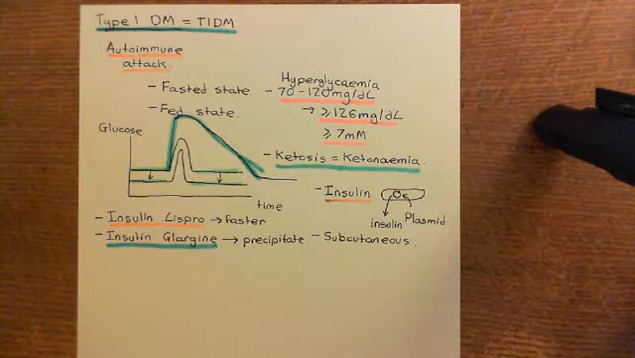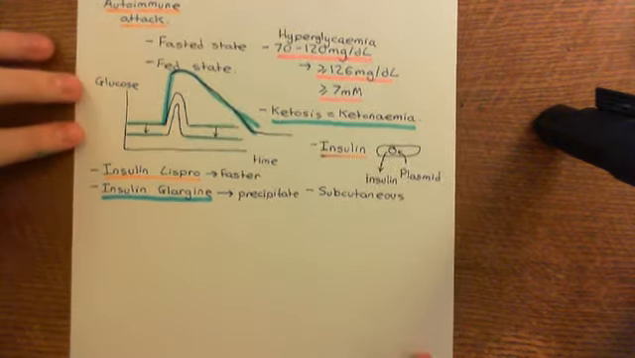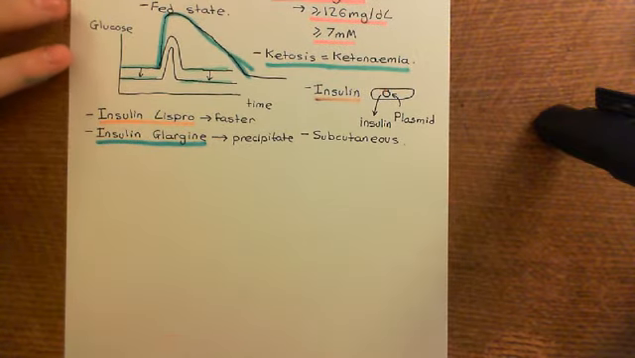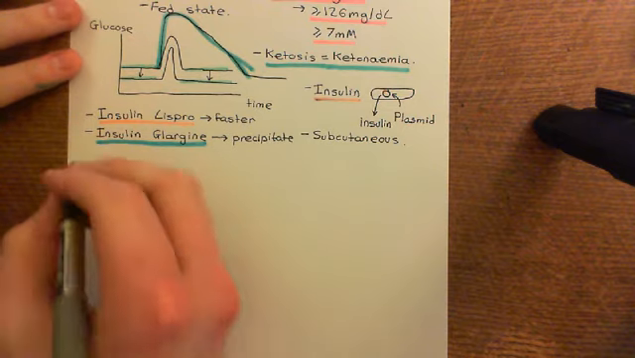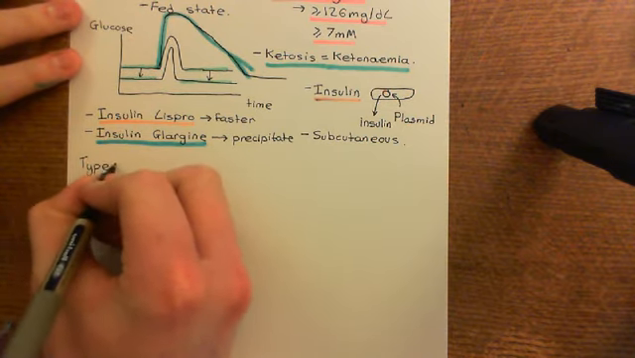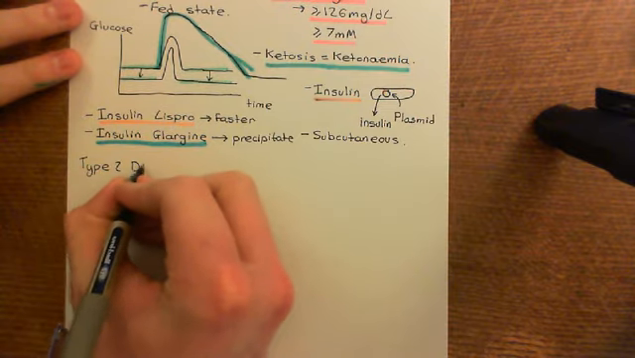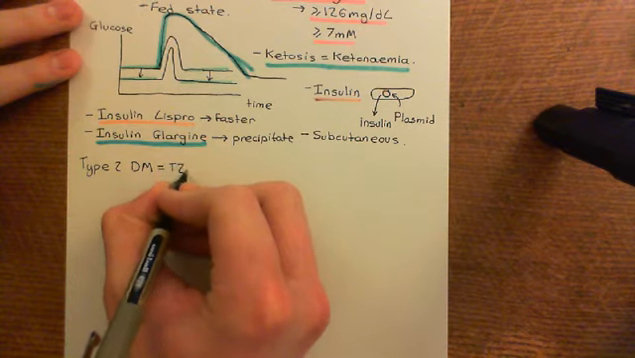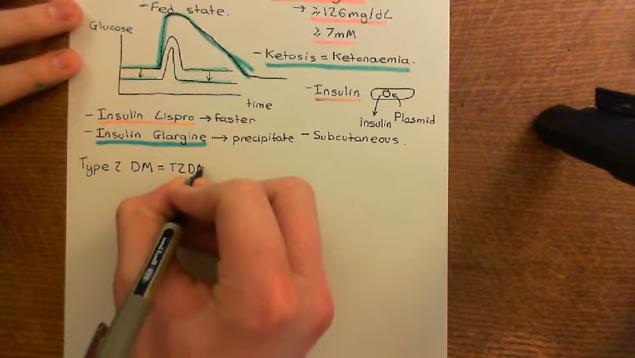Okay, so welcome back to this next video in which we are discussing diabetes mellitus and anti-diabetic drugs. We're in the process of discussing the different types of diabetes mellitus. We've just discussed type 1 diabetes mellitus. Now what we're going to discuss is type 2 diabetes mellitus, which is by far the most common type of diabetes mellitus, far more common than type 1.